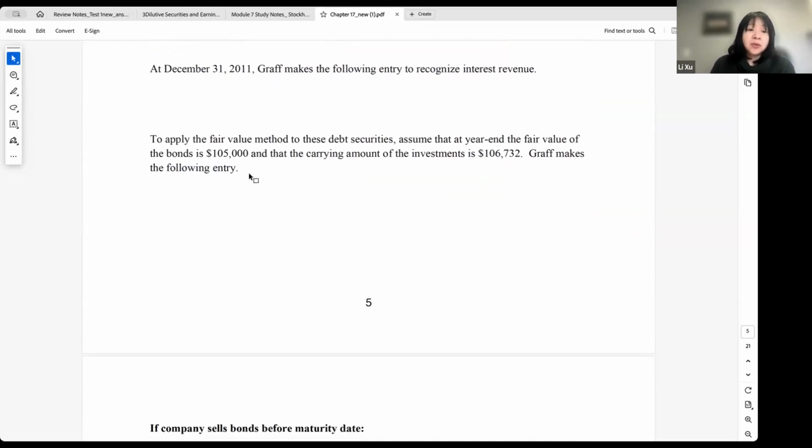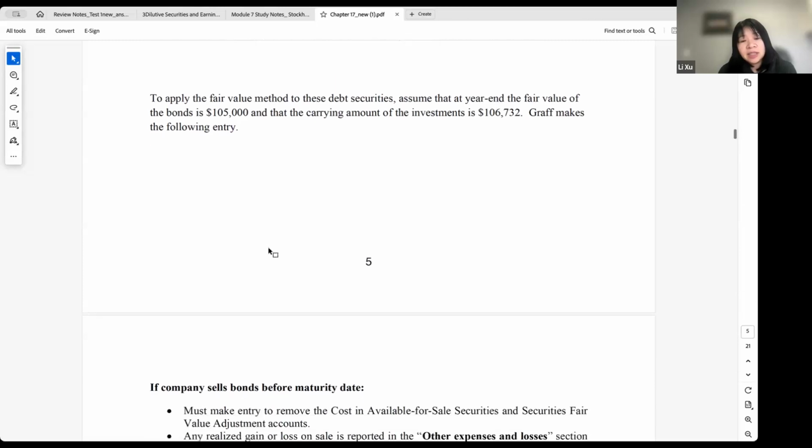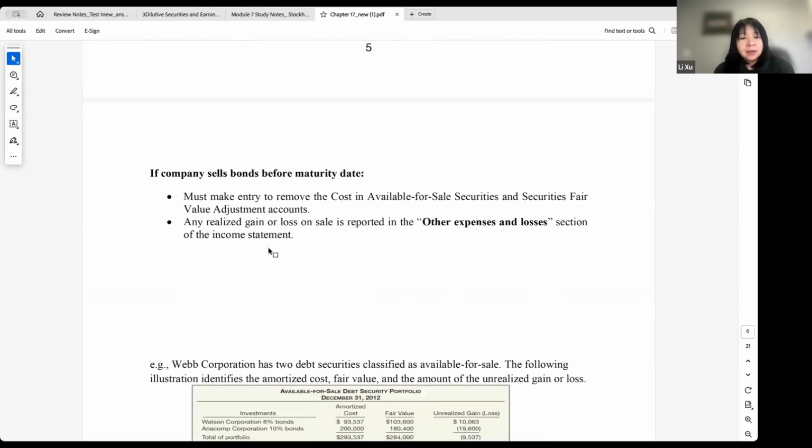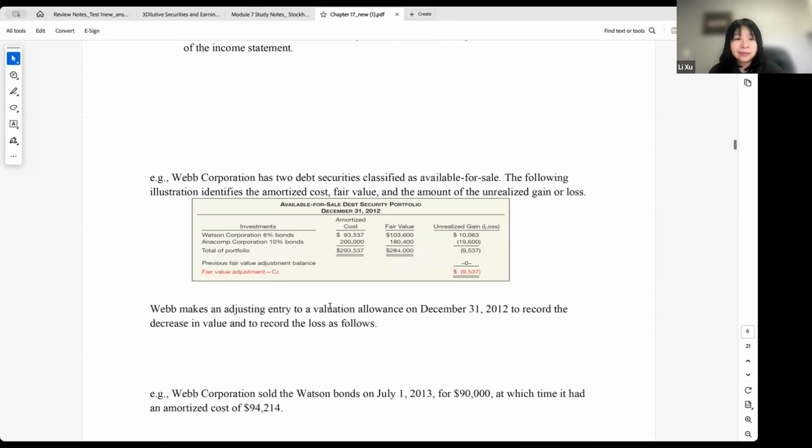What I'm looking for is actually how to do the fair value adjustment. There are a couple of examples we did in class. Make sure you go over this. And we're not going to test if you sell before the maturity date. So here, cross out anything about selling before the maturity date. I will not test it in this chapter.